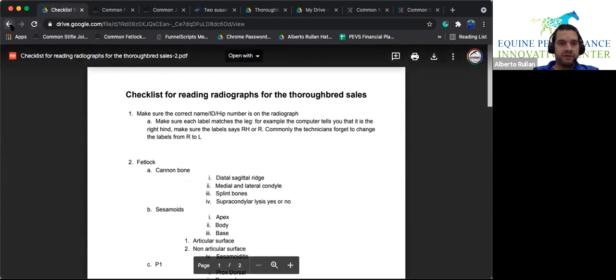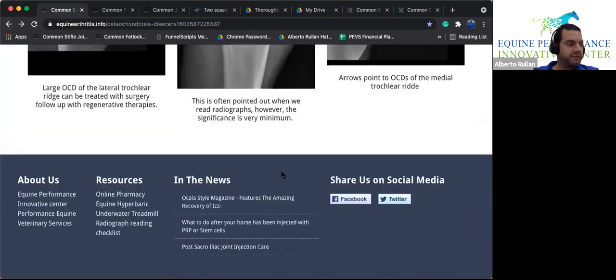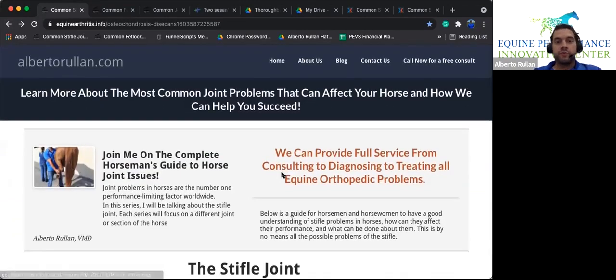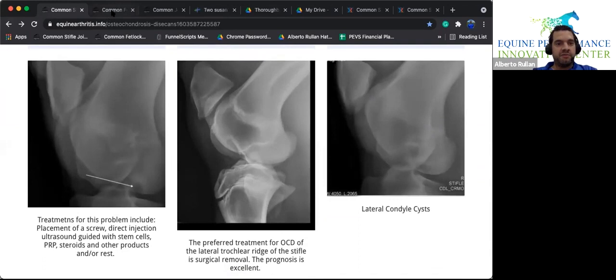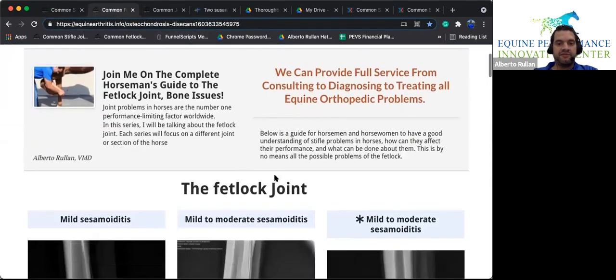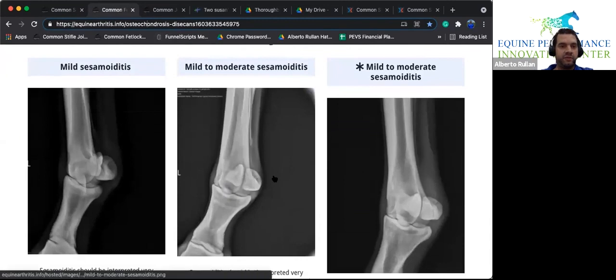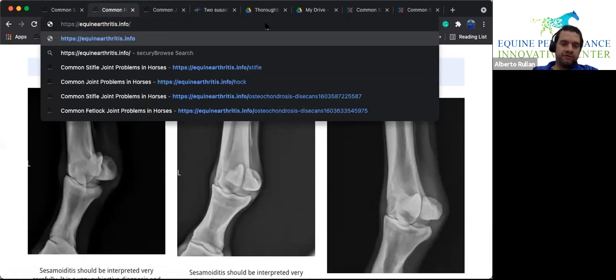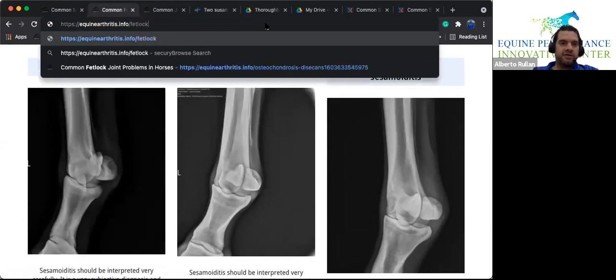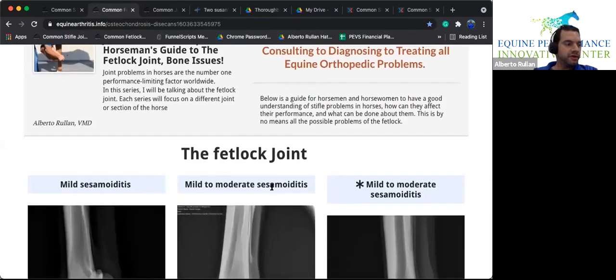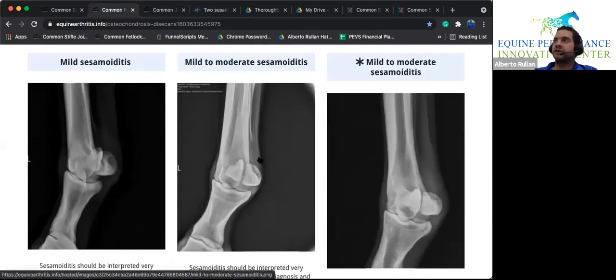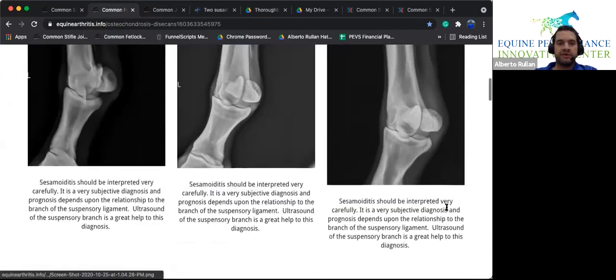Then this web page, while the other guys are getting the software, is a really cool web page to show you most of the things that you can find wrong with the stifle at the sales. The same thing exists for fetlock. You go to the same URL and then you do fetlock, equinearthritis.info/fetlock. Did you guys know that? Yes? Okay, good. And here you can find most of the things wrong with the fetlock.